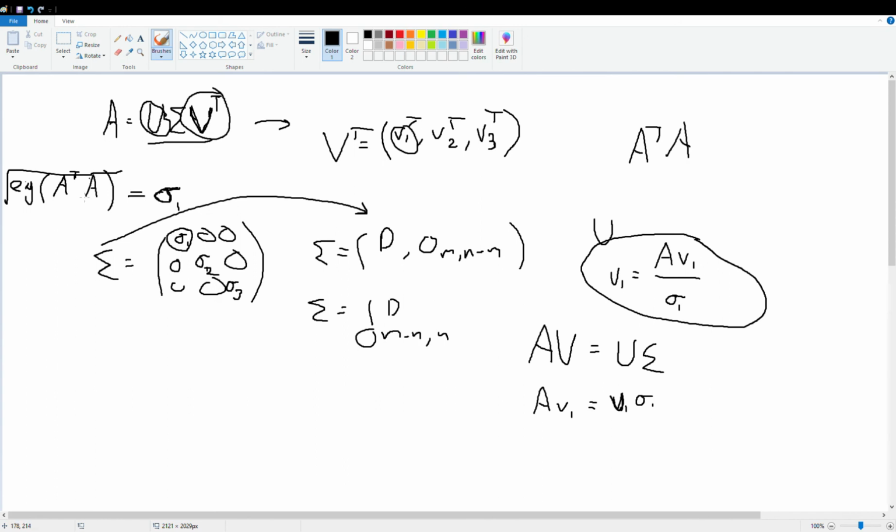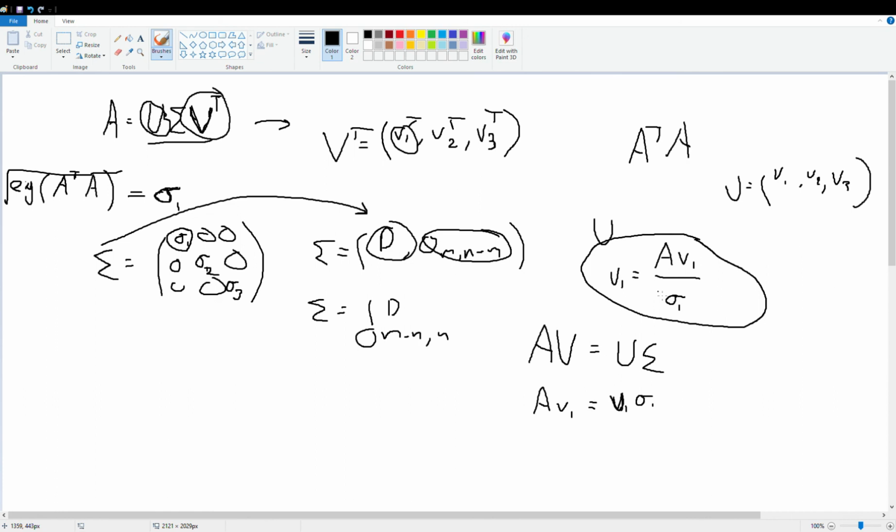But as long as you remember, sigma is a block matrix of the singular values and a zero matrix to make it the appropriate size. V transpose is the transpose of V, which is made up of the singular vectors of A. And for every U, if U is U1, U2, U3, and so on, U1 is A V1 over sigma 1. This has been a brief explanation of what the singular value decomposition is.